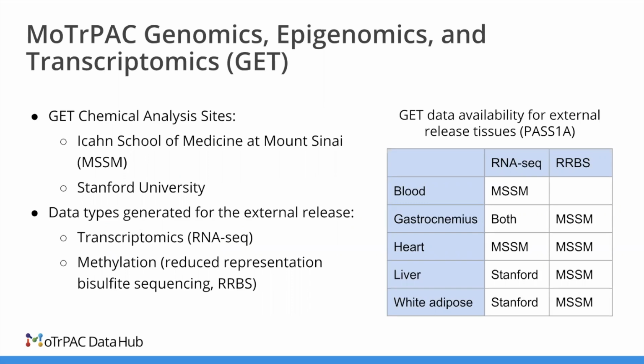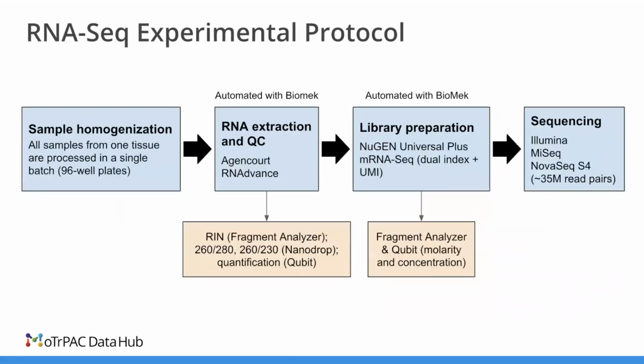You can see in the table on the right the availability of each data type for the 5 tissues in the release and which site generated the data. Notably, both sites processed RNA-seq data from all of the gastrocnemius muscle samples, so there are technical replicates for that tissue as well as biological replicates. I will briefly describe the experimental protocols for these assays.